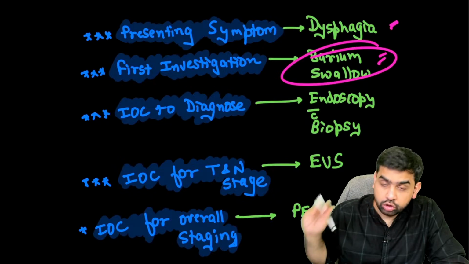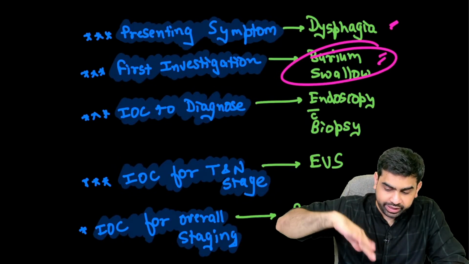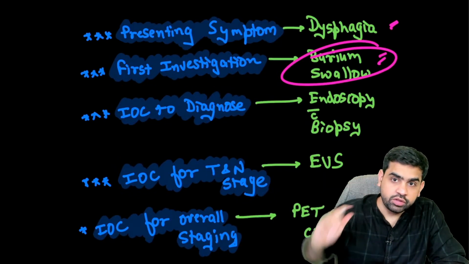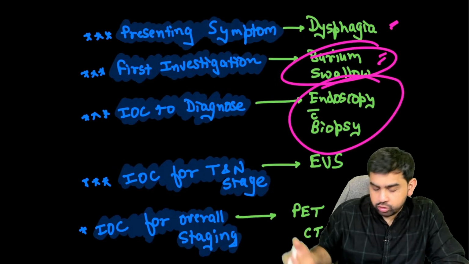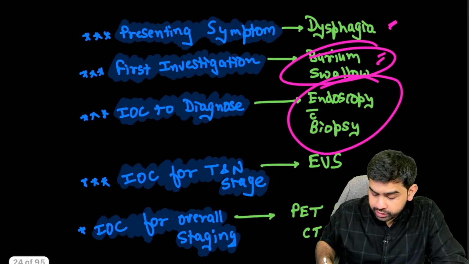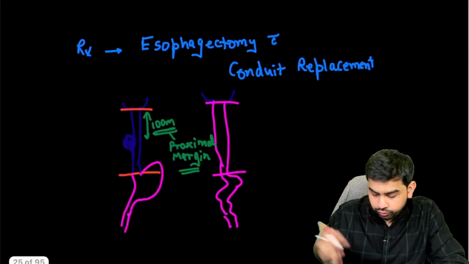The first investigation is always going to be the barium swallow, where we're going to get this particular apple core appearance and the shouldering of the esophagus and everything. Then we have an endoscopic biopsy, that is what is going to be the investigation of choice. TNM staging by EUS, I told you, overall staging is all fine.